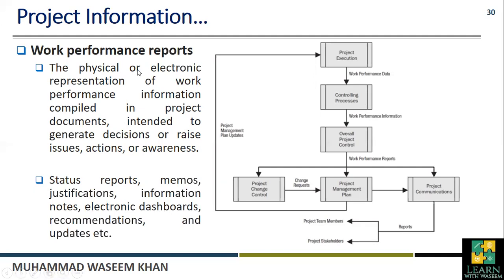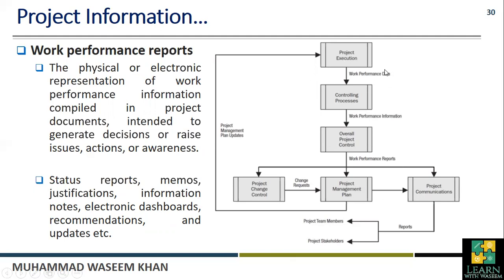So work performance reports include the physical or electronic data of the work performance information that are compiled in a project document, and this information helps us in future decisions regarding a particular project or work. Status reports, memos, justifications, information notes, electronic dashboards, recommendations, and updates, etc., are some of the examples of work performance reports.